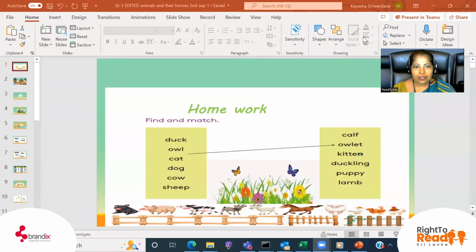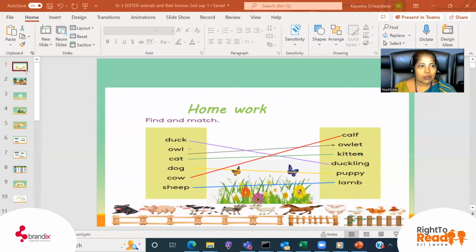Yeah, so let's see. So duck. These are animals and their babies, right? So duck, duckling. Check your answers, children. And then owl. Cat, kitten, okay. What's the next one? Dog, puppy. Cow, calf. Sheep, lamb, right? So this is your homework. Hope you have done it. Yes, so I'm going to go to today's lesson.